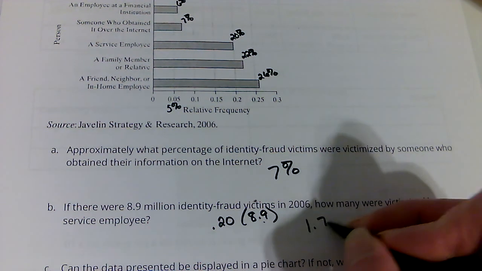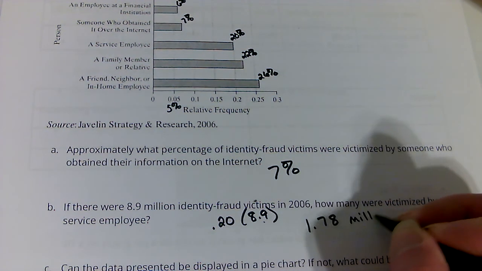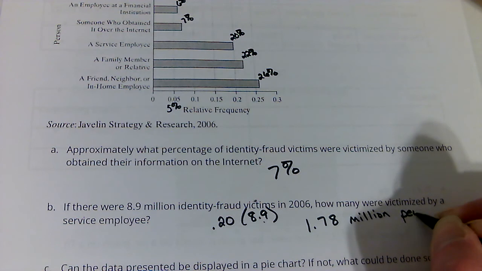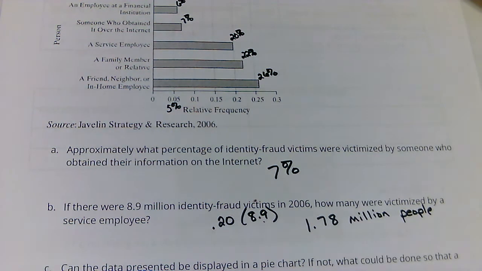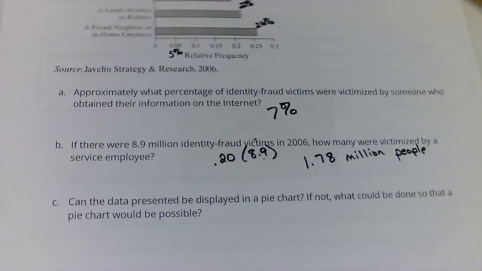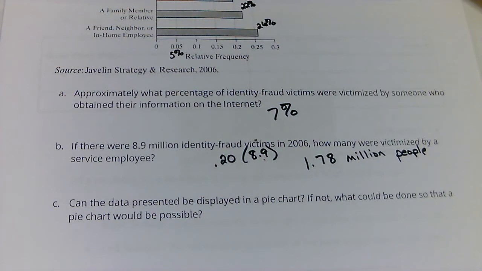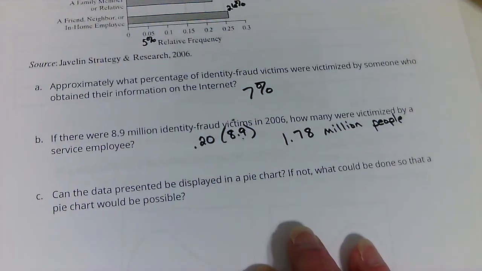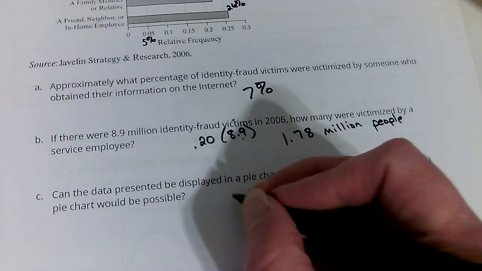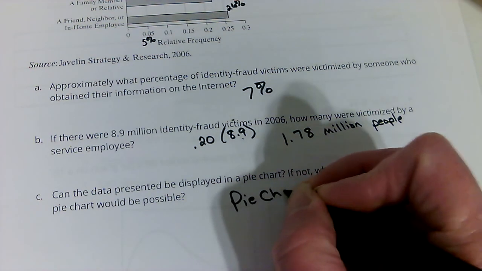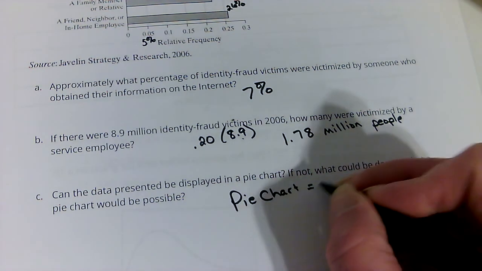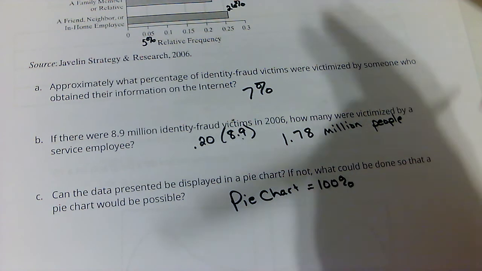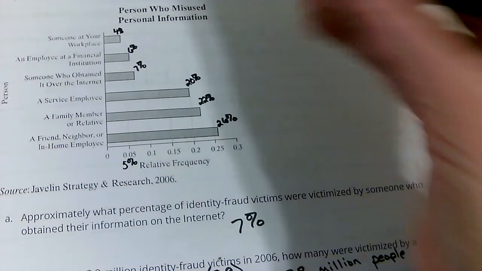I got 1.78 million. Can the data presented be displayed in the pie chart? Well, what do we need for a pie chart? If we're drawing this as a pie chart, it needs to add up to 100%, right? Let's see what we have.